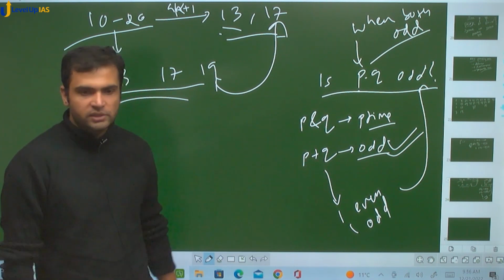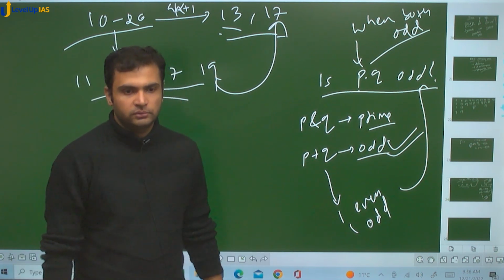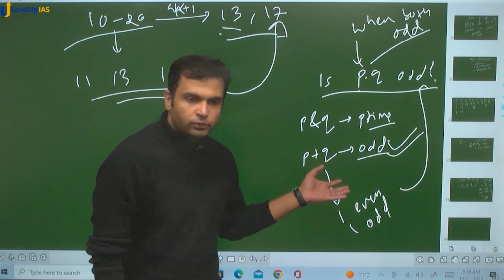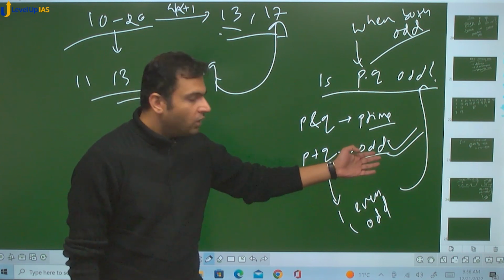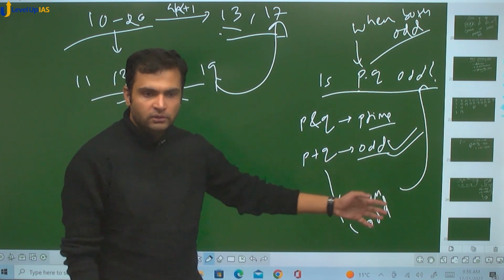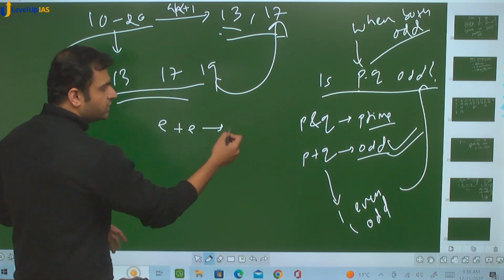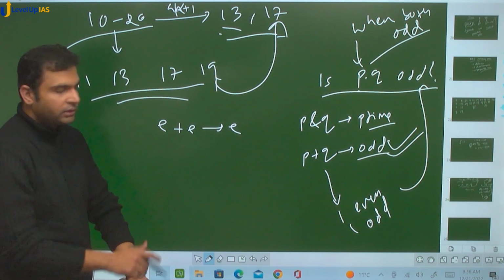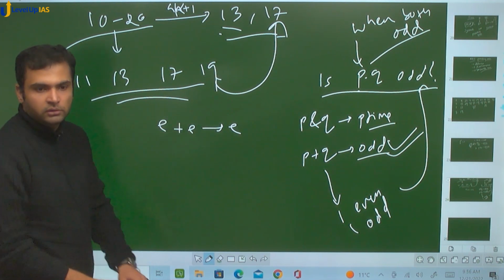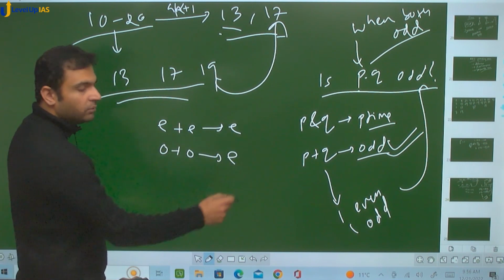Which one is odd, which one is even, we don't know. But one of them is odd, one of them is even. Because when is the addition of two integers or natural numbers odd? When one is odd, one is even. For example, even plus even is always even, like 2 plus 4, and odd plus odd is also even.